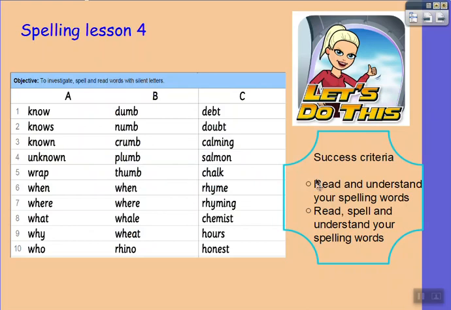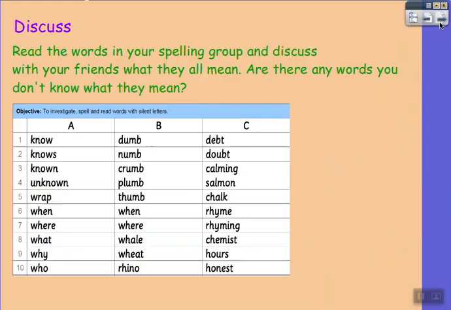Our success criteria today is just to be able to read and understand your spelling words, because I think there might be some that we're not sure of what they mean. And then we would also like to be able to read, spell, and understand our spelling words. Okay, so let's get started. You will need your whiteboards and your pens with you today, so I hope you've got them ready.